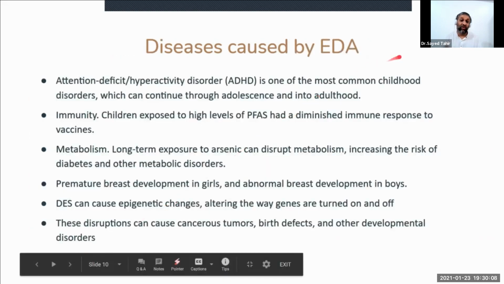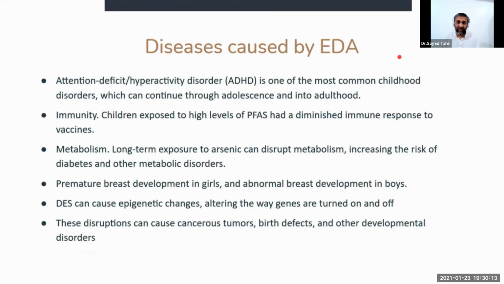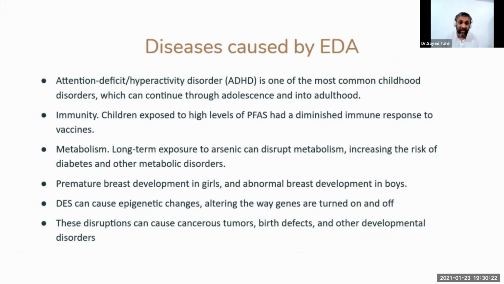Okay, now let's go into what all the diseases are that are caused by endocrine disrupting agents or chemicals. The most common that we say nowadays is that kids are hyperactive. ADHD is one of the most common childhood disorders, and it can continue into adolescence. Even adults are restless. Even after attaining a certain age, you still see people having attention deficit and being hyperactive. This is the most common thing, and it is recognized. Another one is that it affects immunity.